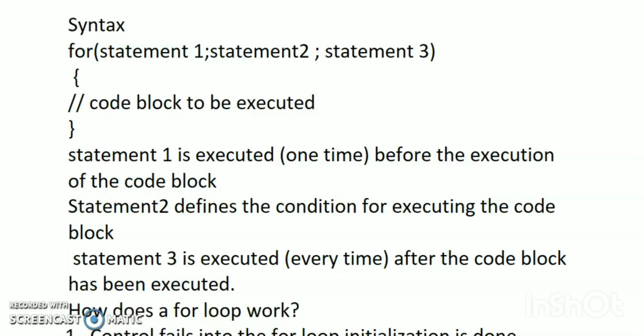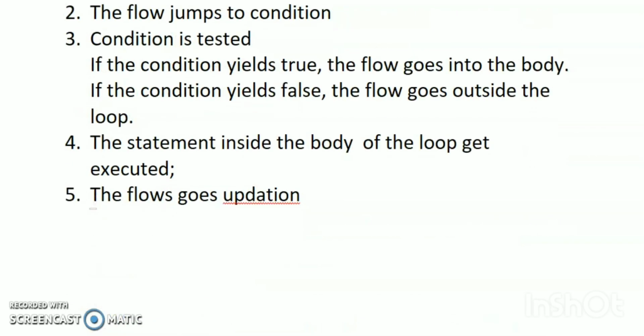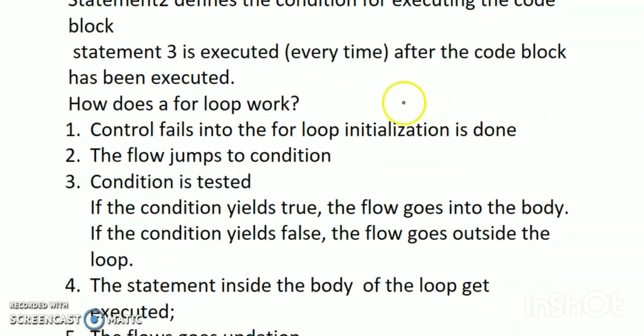Let us understand Java loop syntax. Syntax: for (statement one; statement two; statement three) { code block to be executed }. Statement 1 is executed one time before the execution of the code block, and statement 2 defines the condition of execution of the code block. Statement 3 is executed every time after the code block has been executed.